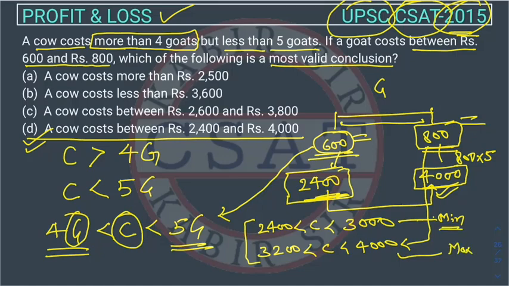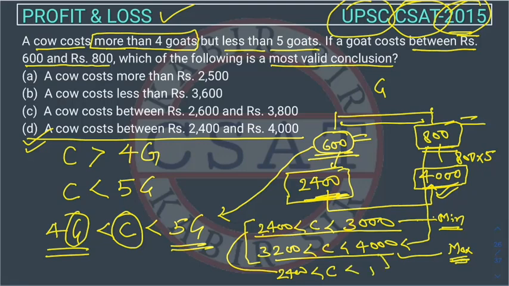Because here we are considering the minimum price of goat, so this will be the minimum price of cow, and here we are considering the maximum price of goat, so this will be the maximum price of cow. So from this equation we can say the minimum price of cow will be 2400, and from this equation we can say that the cow price will be less than 4000, right? So either way you can solve it, and the answer will remain the same.